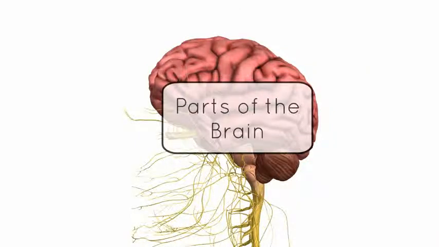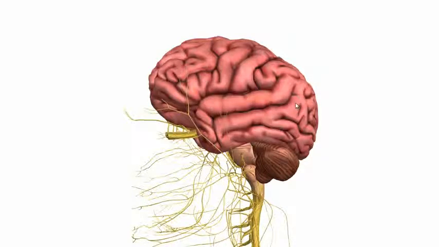Okay, so this is a tutorial on the parts of the brain. This is a basic tutorial and I want to give you an overview of the different parts that make up the brain. So there's not going to be huge amounts of detail here, but this is just a tutorial to sort of orientate yourself with regard to structures of the brain.